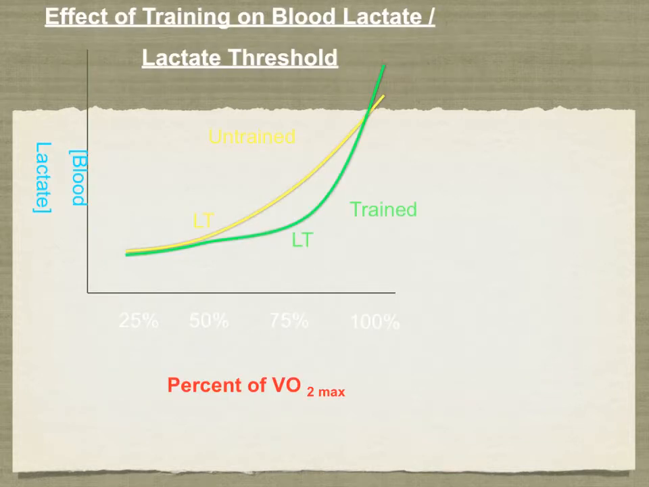And this is what the lactate threshold looks like. As you can see, the yellow, an untrained individual, has their lactate threshold at a lower percentage of their VO2 max. So as they raise their intensity of effort and get up to about 50% of their max, that's when they start to accumulate lactate. Whereas a trained athlete can maintain a greater percentage of their VO2 max. This individual in the green is out to 75% before they start to accumulate lactate.